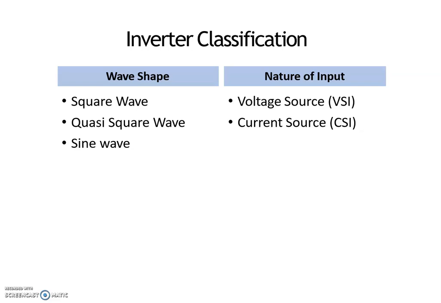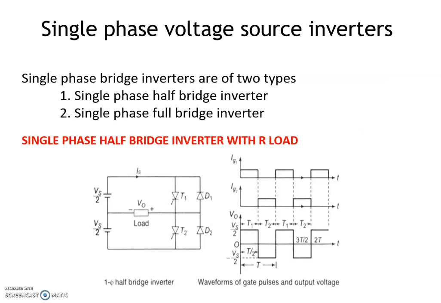Usually the voltage source inverters are forced commutated inverters. From the viewpoint of connections of semiconductor devices, inverters are classified as bridge inverters, series inverters and parallel inverters. In this chapter we will discuss single phase half bridge inverters, single phase bridge inverters and three phase bridge inverters. First we will discuss the single phase voltage source bridge inverter.